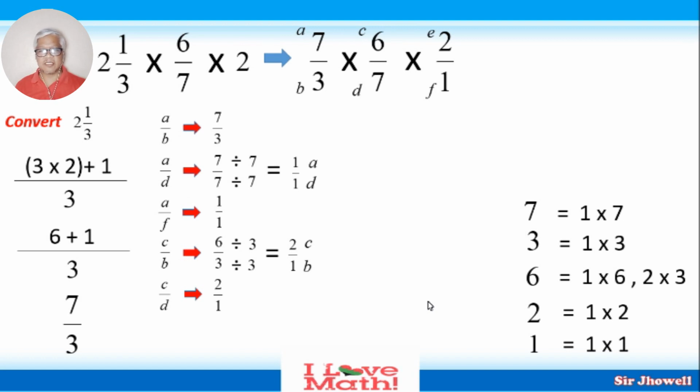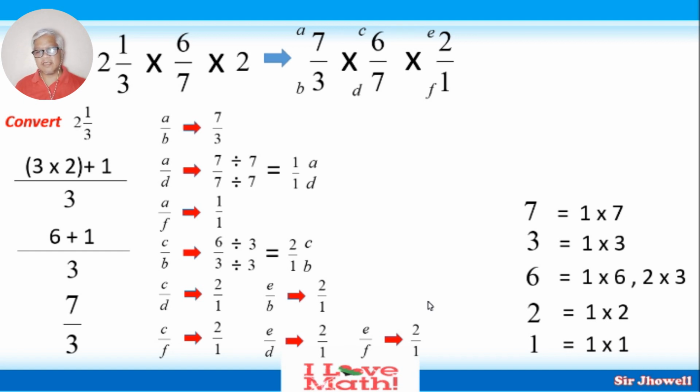And then next, we have C over F. And ang C over F natin, still 2 over 1. Okay? And the next pattern is E over B. Ano ngayon ang E over B natin? It's 2 over 1. And then next, we have E over D. We have 2 over 1 pa rin. And last pattern is E over F, still 2 over 1.